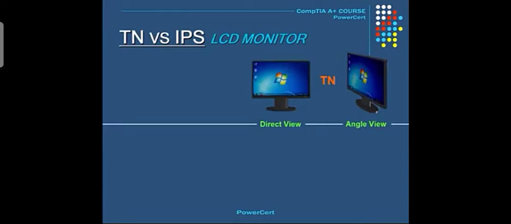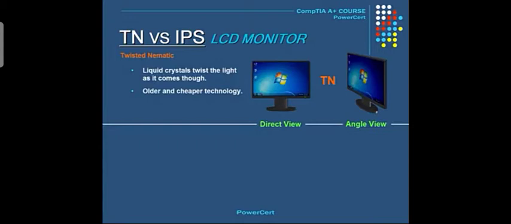Now there are two different types of LCD monitors that you're going to need to know for the exam, and one of them is called TN. TN stands for Twisted Nematic, and this type of LCD monitor works by liquid crystals actually twisting the light as it comes through. Now TN is an older and cheaper technology that's been around for several decades. The viewing angles and the color reproduction on a TN monitor are not as good as a more modern LCD monitor. A TN monitor is often used with calculators, digital watches, and older LCD monitors.